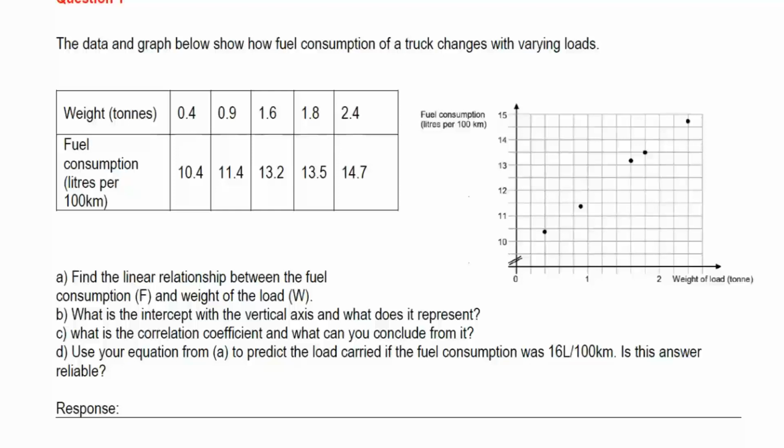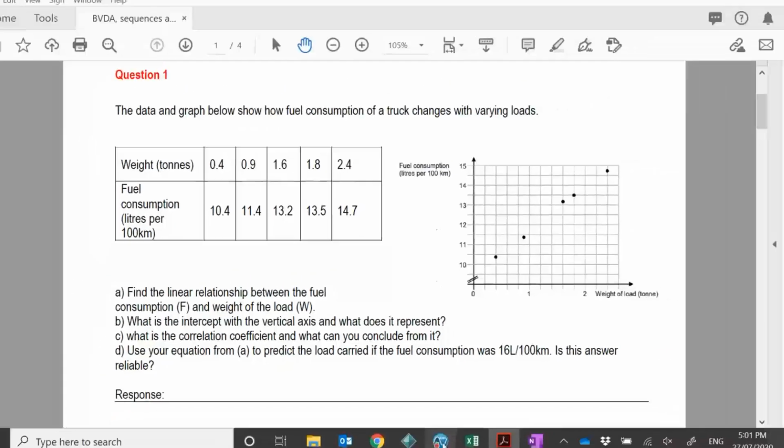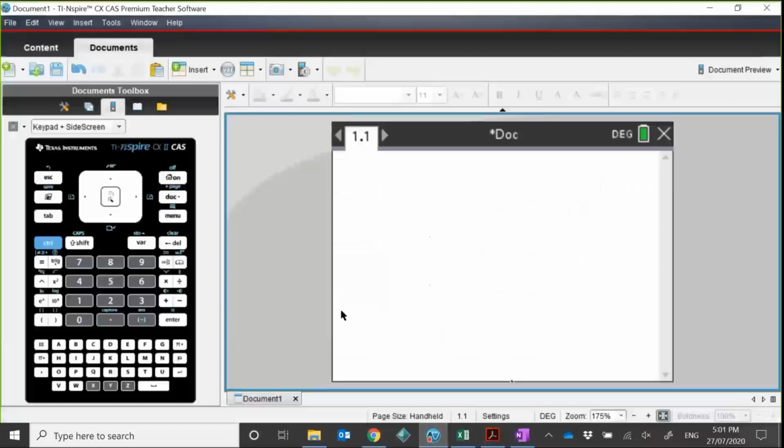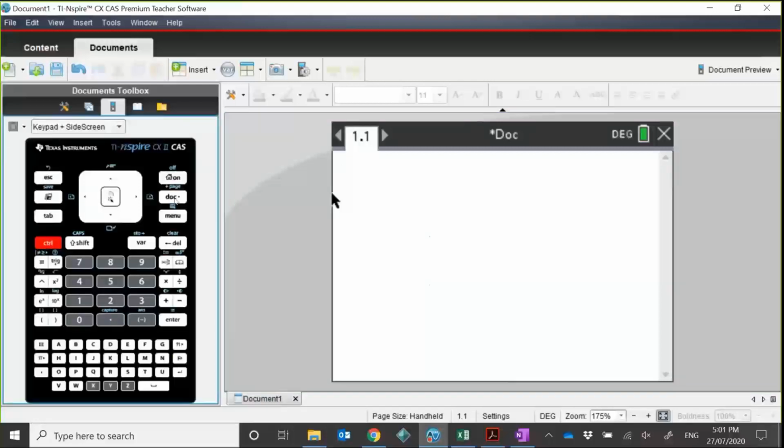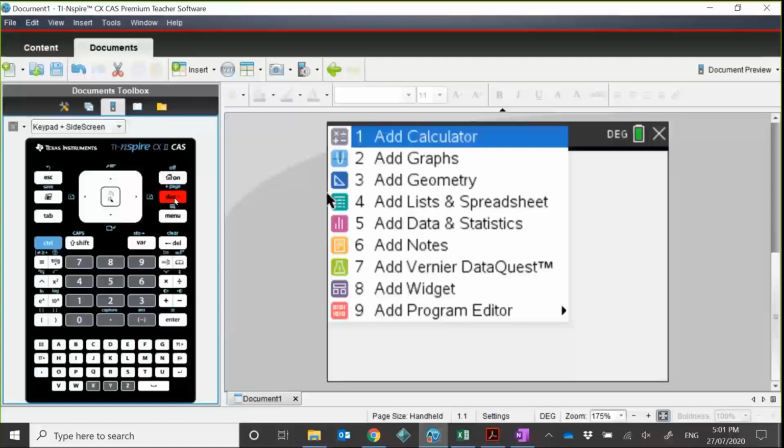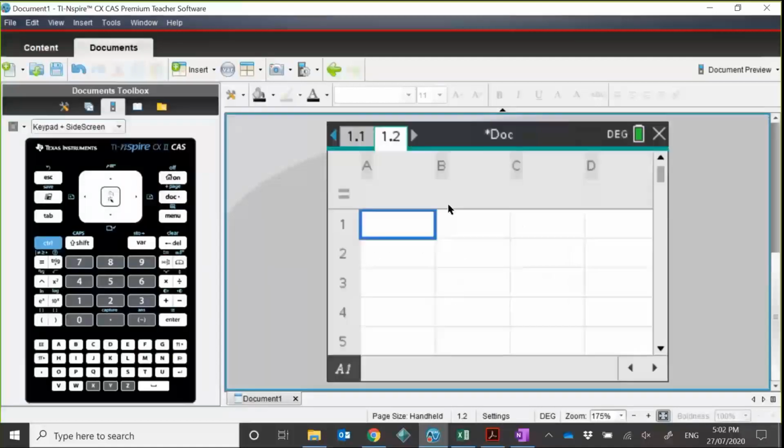So the first thing we need to do is get that data into the calculator. So on the calculator, we need to open up a Lists and Spreadsheet. The easiest way to do that, depending on what page you're on, is just Control and then Doc, which is Add Page. So Control, Add Page. Choose the one we want, so Lists and Spreadsheets. It's important that you give your columns a heading. So my first column is going to be the weight of the load that we're carrying, and my second column is going to be the fuel consumption. And we literally just get the data in off the question.